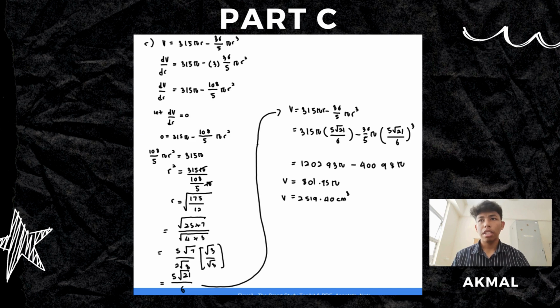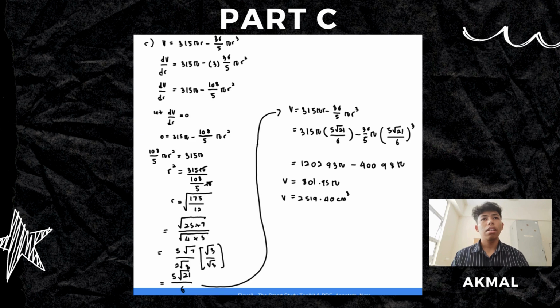The question is: determine r in centimeters so that the volume is a maximum. Hence, find the maximum volume of both cylinders. So in this question, it has two parts. That is, determine r in centimeters and also find the maximum volume for both cylinders. So first of all, we need to find r first.